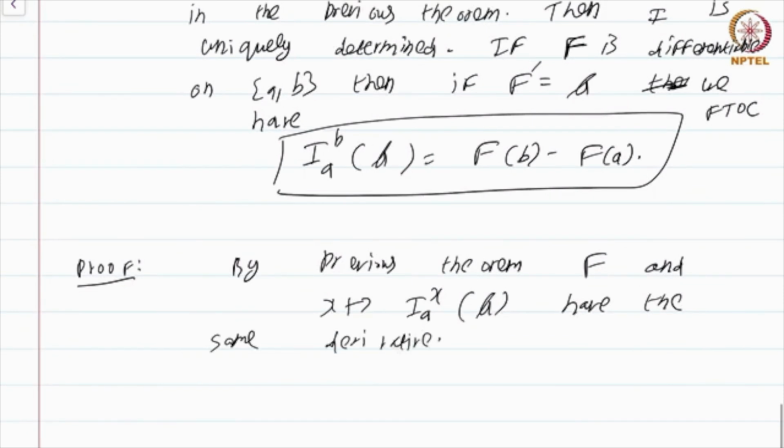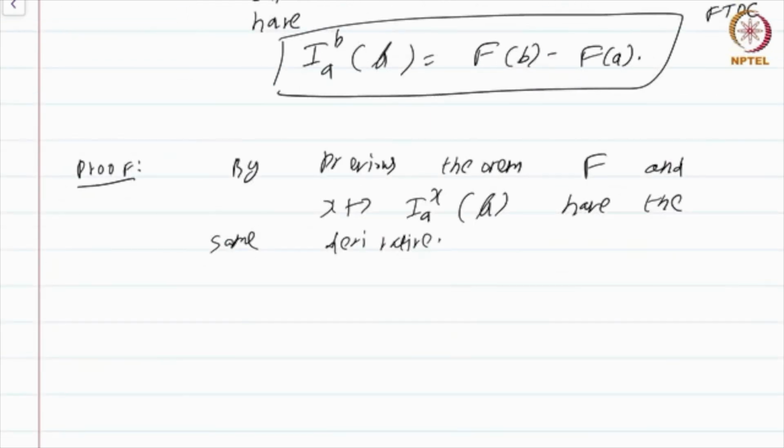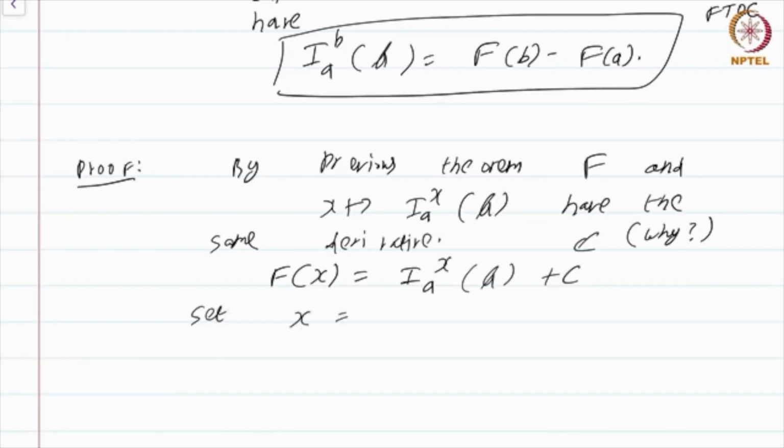Now, if two functions have the same derivative, then you can show that F(x) should be I_{a,x}(f) plus some constant c. This is just one line from a rather important theorem that we saw in the chapter on derivatives. It's going to be rather easy to show this. So F(x) is just I_{a,x}(f) plus c. Now set x equal to a. Okay, so you will get F(a) is equal to I_{a,a}(f) plus c.